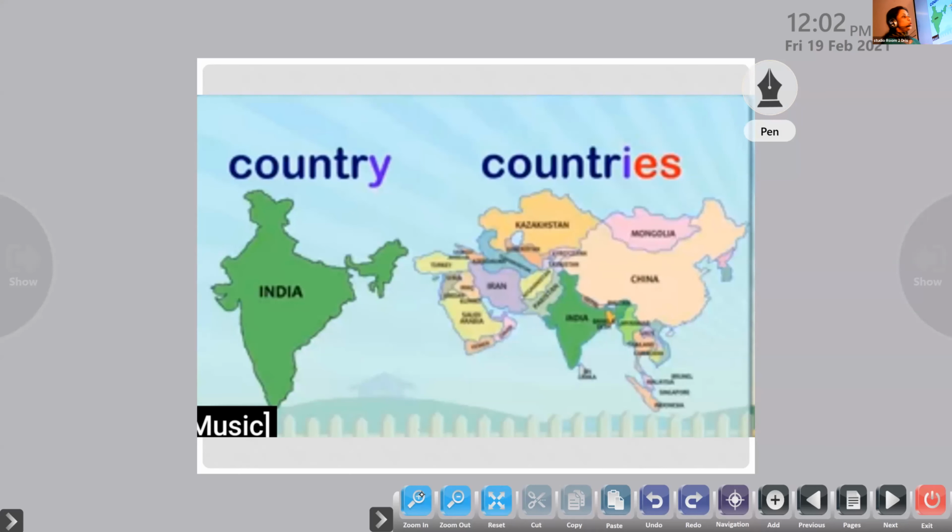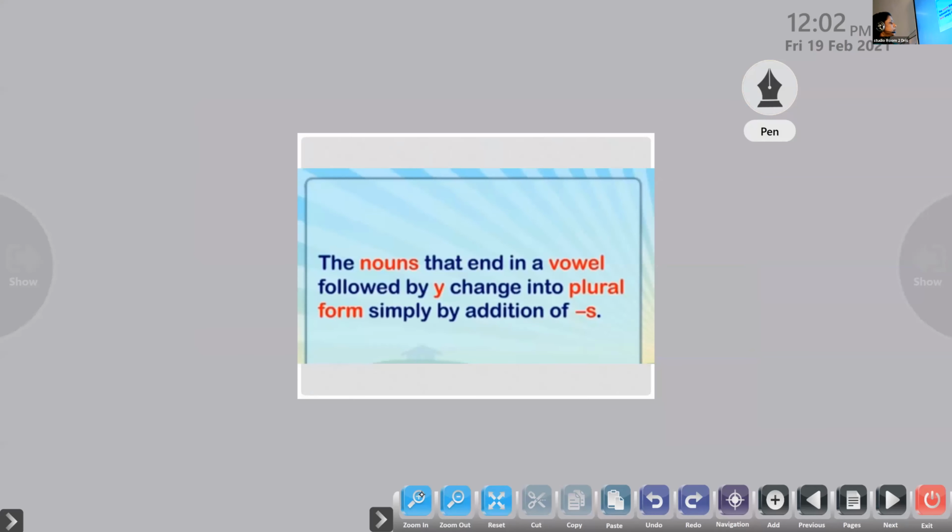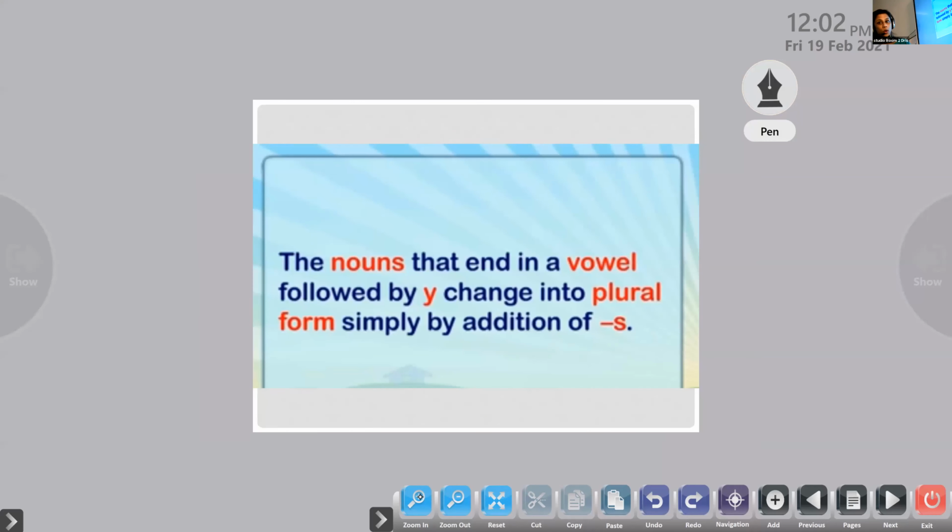Now let's move on to the fourth rule. Similarly, there are some words that also end with Y, but just check the letter before the Y. If it is a vowel, we know that there are 5 vowels in the English alphabet, that is A, E, I, O, U. If it is a vowel, what we have to do? Just add S at the end of the word.